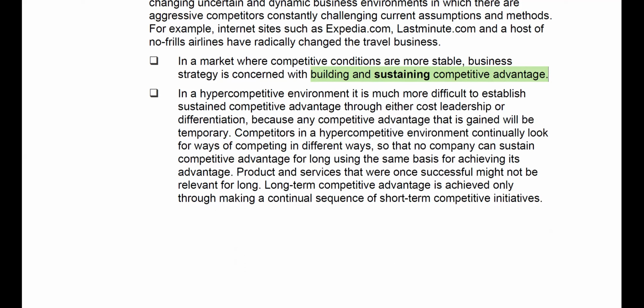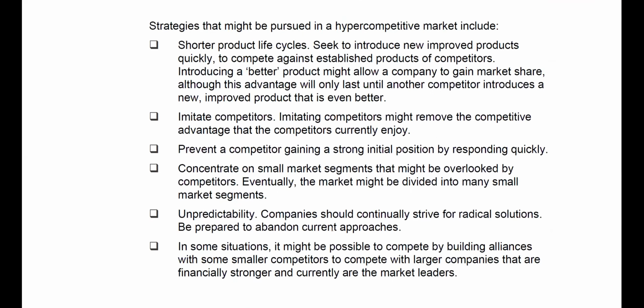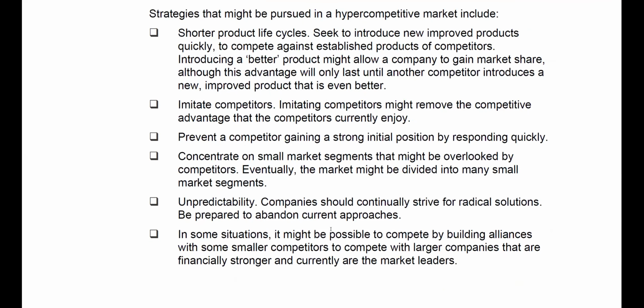Yes, please. That is how hyper competition works. So long-term competitive what? Products and services that were once successful might not be relevant for long, right? Long-term competitive advantage is achieved only through making a continuous sequence of short-term competitive initiatives. So instead of doing long-term strategy, do short-term things, right? You just take this one, you implement it for the next 2 weeks, see how it is going to work, right?